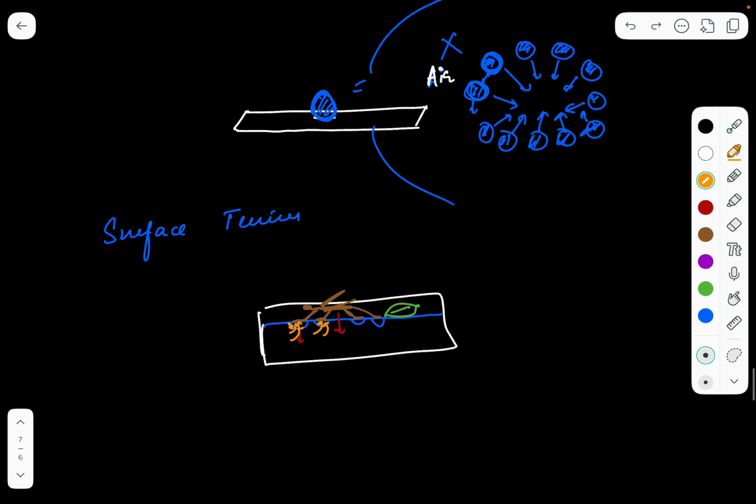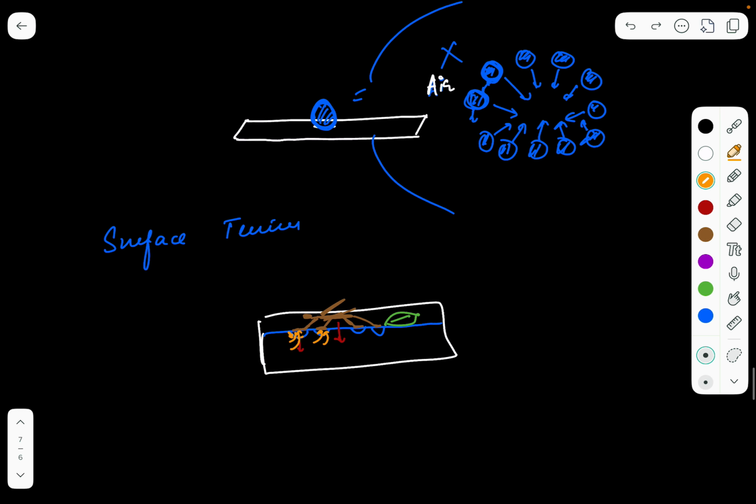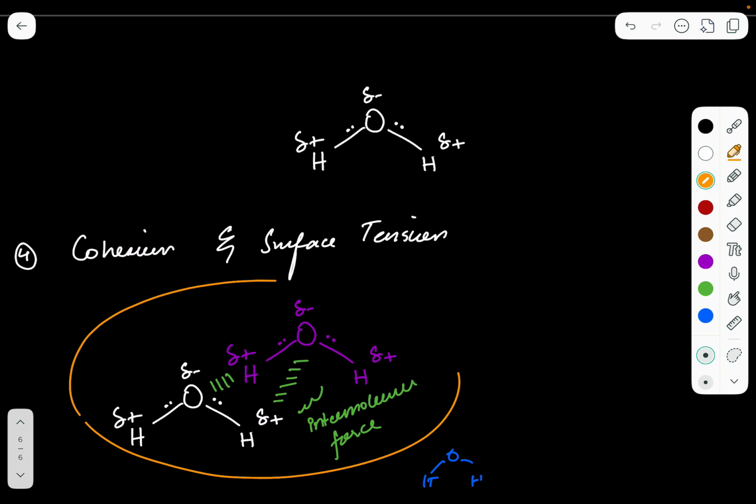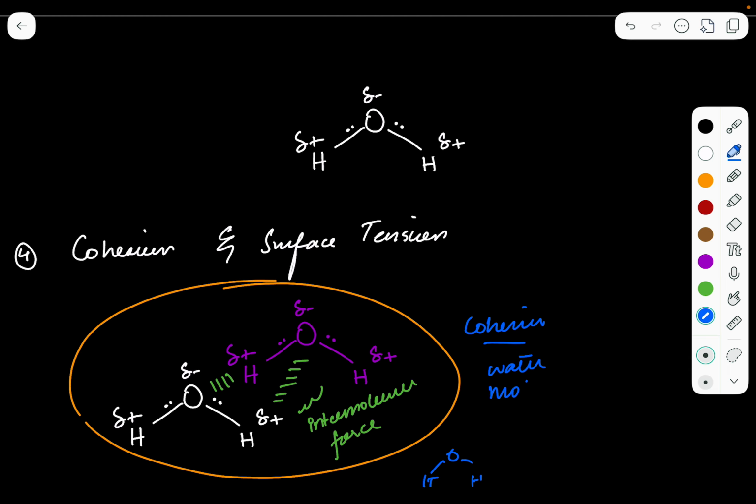And so because water likes to be with itself, right? And why does it like to be with itself? Because of this. This is basically cohesion. Water molecules sticking or being attracted to themselves.